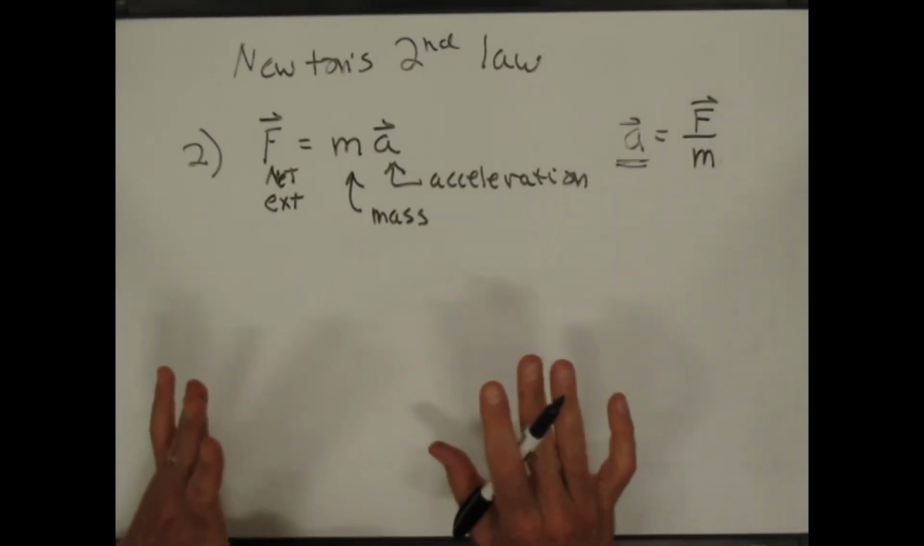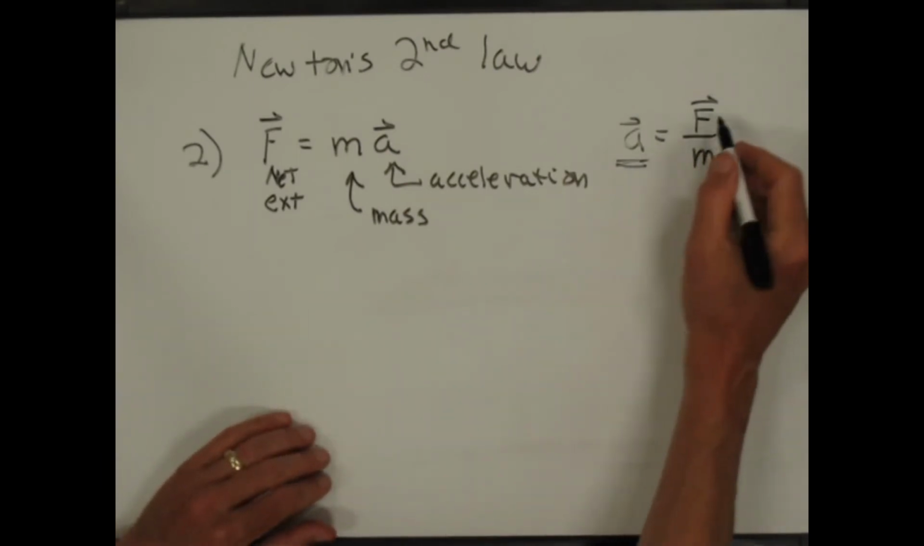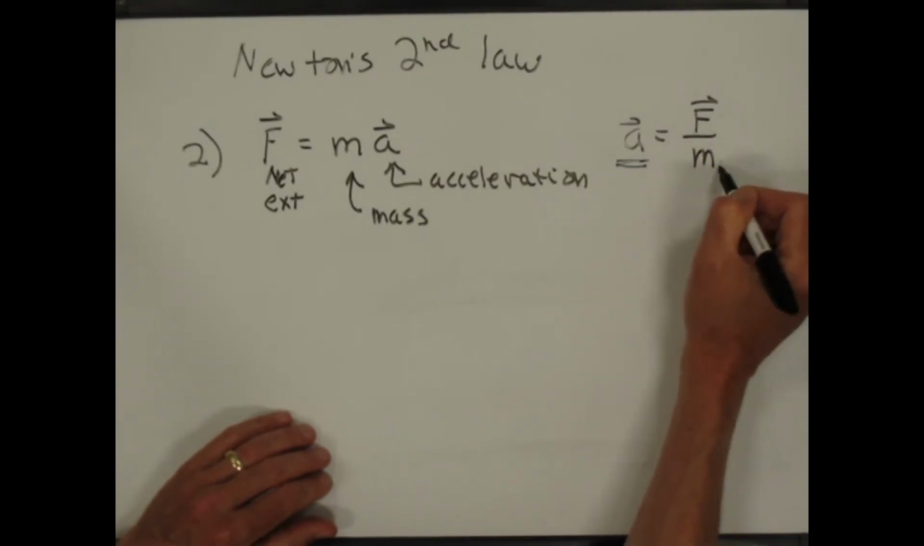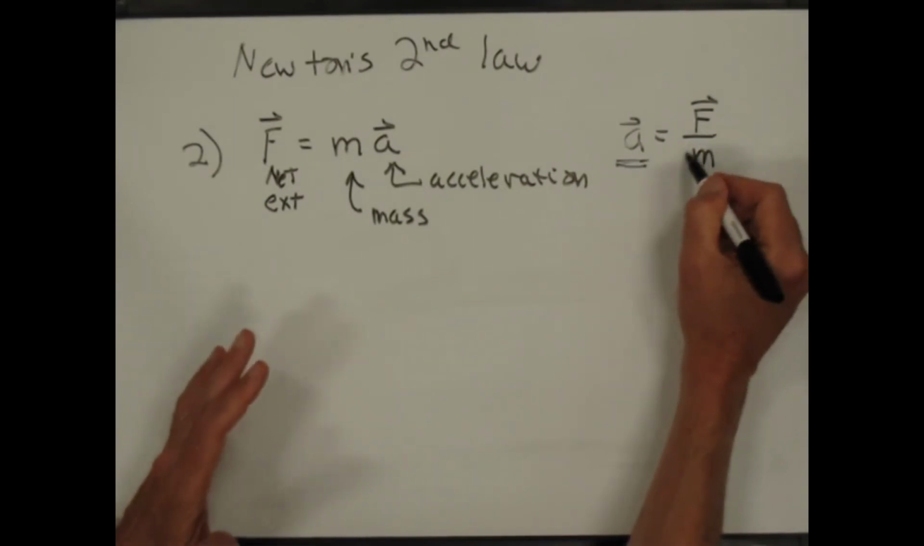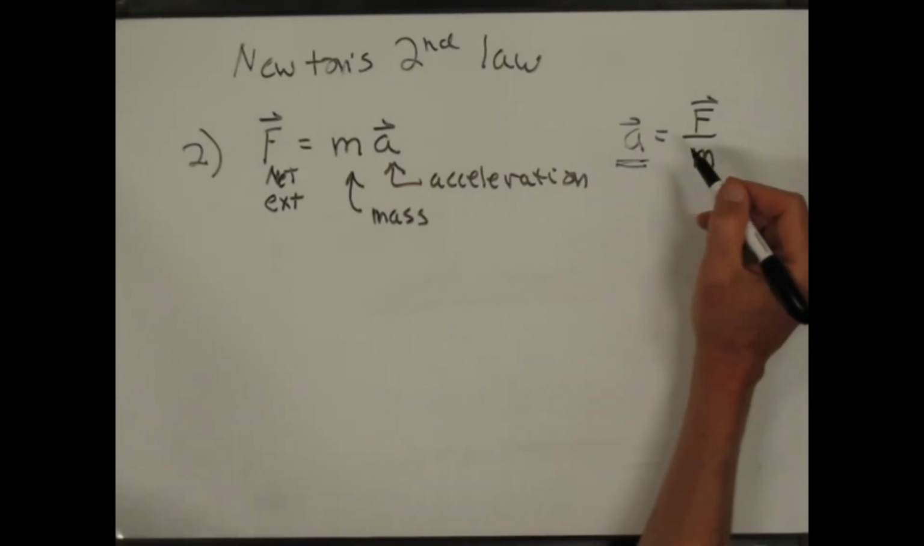So if I push on a shopping cart that's empty with a certain force, 30 pounds, right? The acceleration I get will be that 30 pounds divided by the mass of the cart. But if you fill the cart up with groceries and I apply the same force, there'll be a much bigger mass here, and so I'll have a smaller acceleration. That's the idea.